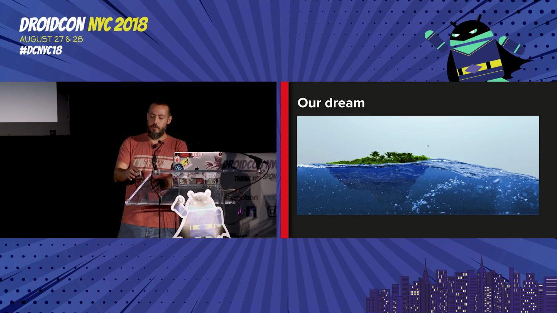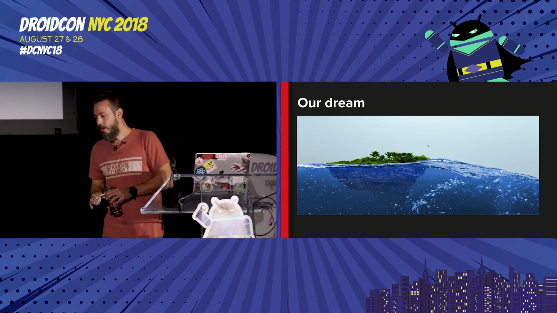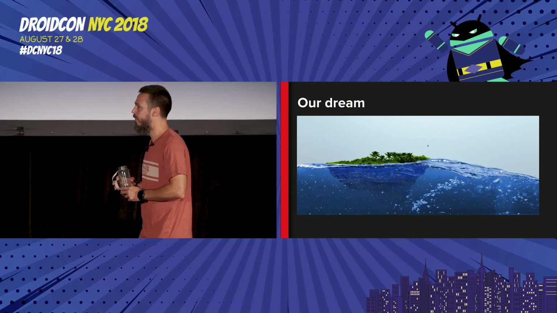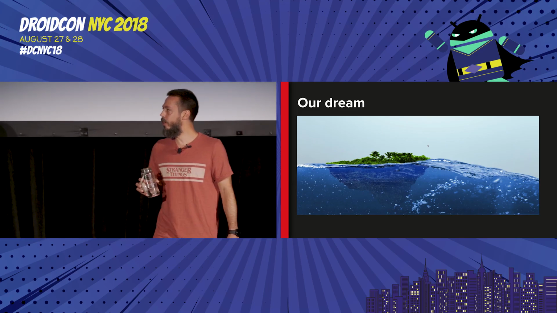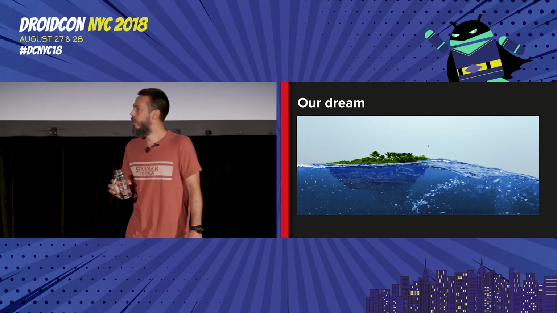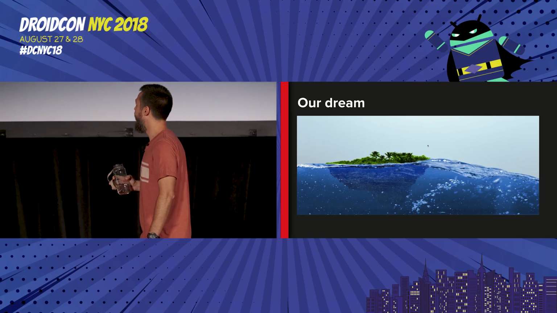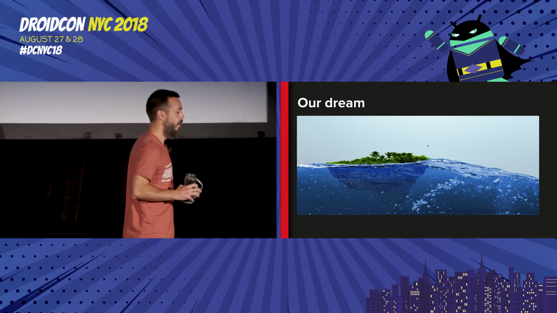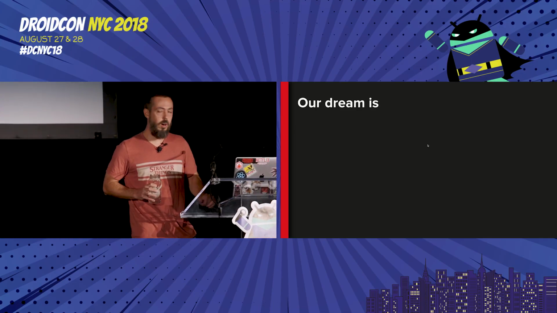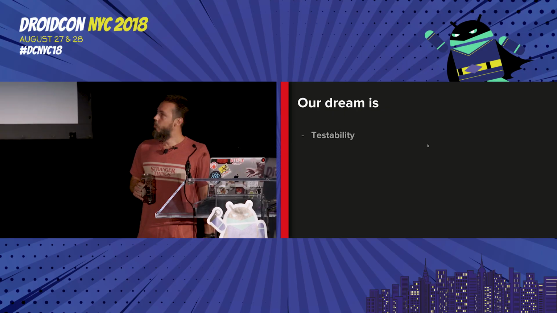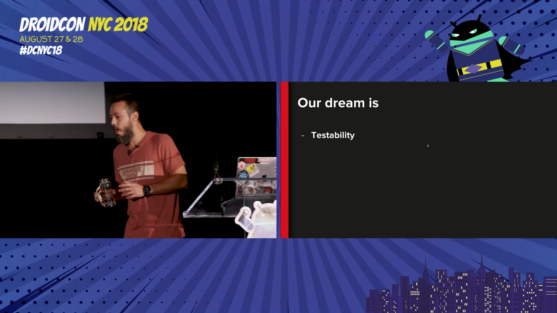So what is our dream? You folks may be thinking, what does this guy want? What he really wants. Maybe he wants something that doesn't exist, or doesn't exist on Android, like a floating island in the middle of the ocean, maybe, I don't know. But what we really want is to be able to test our UIs.